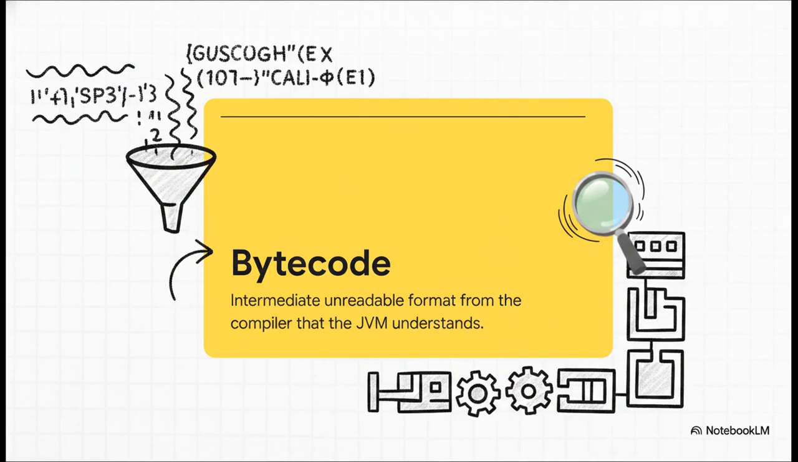Let's get crystal clear on what bytecode actually is. It's an intermediate format. If you were to open that .class file on your screen right now, it would look like total unreadable gibberish to a normal human being. But to the JVM, it's absolute poetry. The Java compiler takes on the heavy lifting of translating your human-readable logic into this highly optimized intermediate bytecode, which the JVM can process incredibly fast.